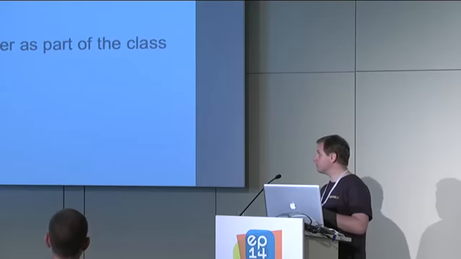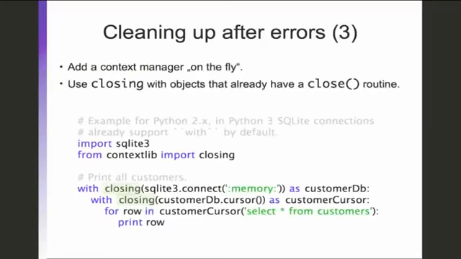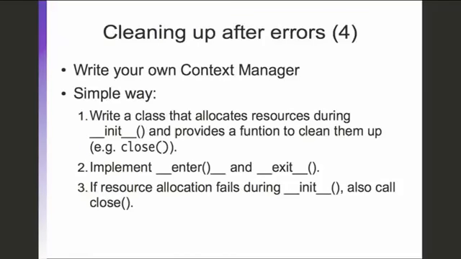I could also use the with statement for that. It has a little bit different syntax, less code, and gives the same result. In order for the with statement to work, you need a context manager. So the class you use, in this case a file object, needs to provide a context manager. I'm going to rush through this a bit. I can simply add a context manager on the fly using the closing routine, which is very useful in Python 2, less in Python 3, because most of the standard objects already have a context manager. But in this case, I can add one by calling the result in a closing.